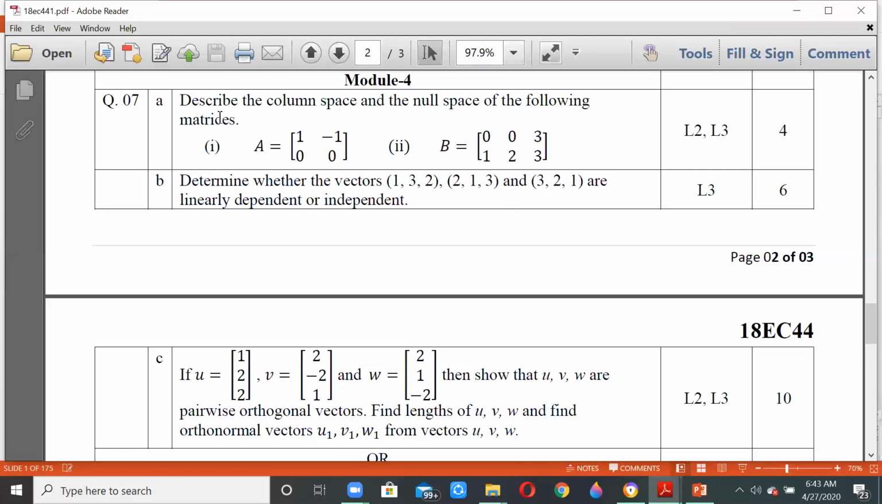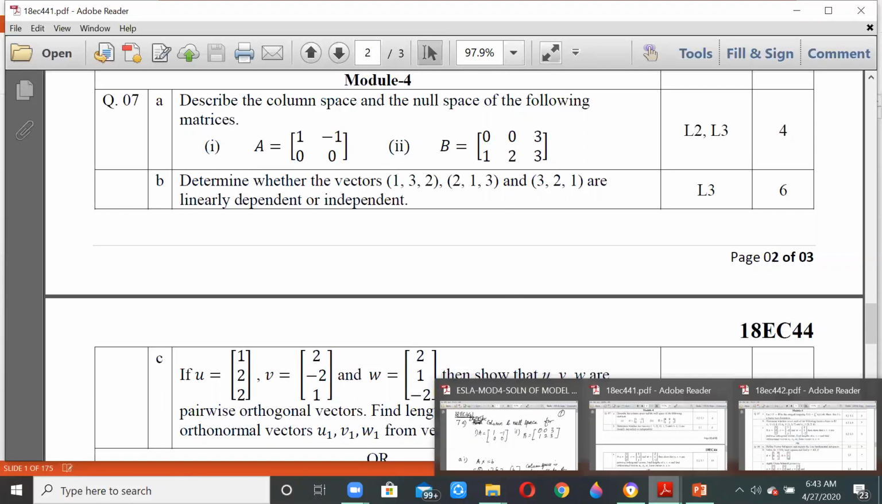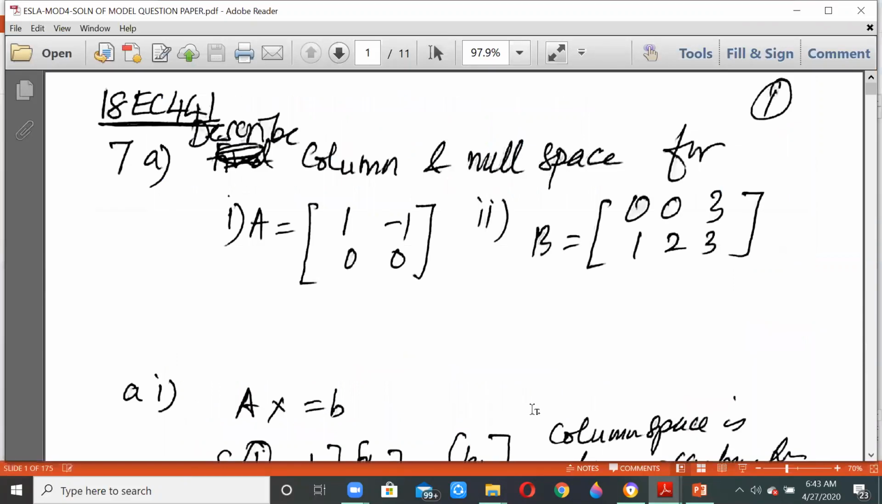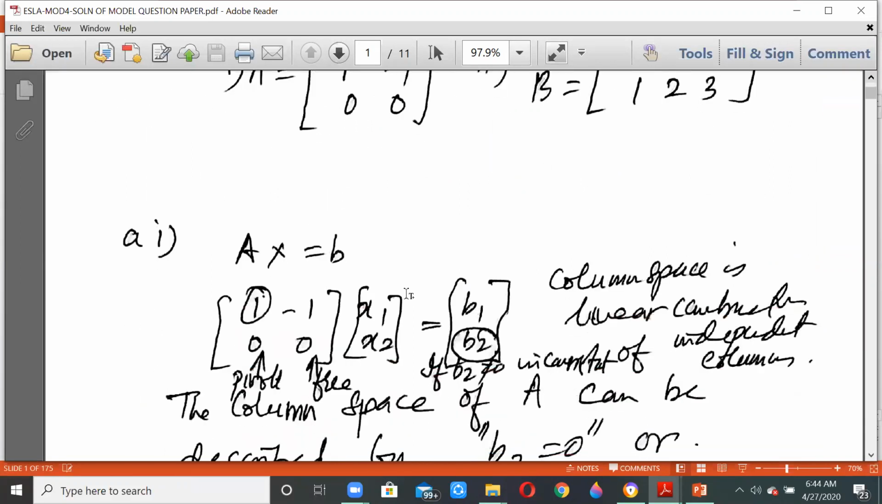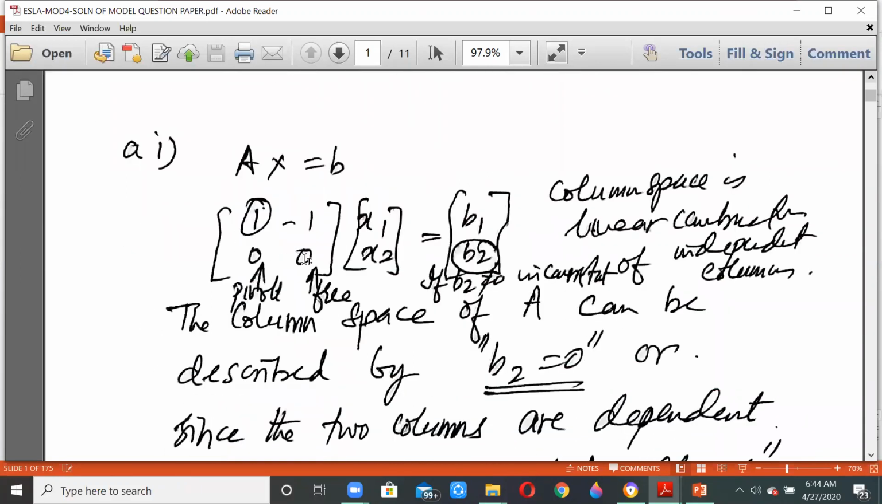The first, 7A, is: describe the column space and null space of the following matrix. Let us try to solve that. So A is given as [1, -1; 0, 0]. From this you can make out very clearly that the second column is a linear combination of the first column. If you multiply the first column by minus 1, you'll get the second column. So the columns are not linearly independent.